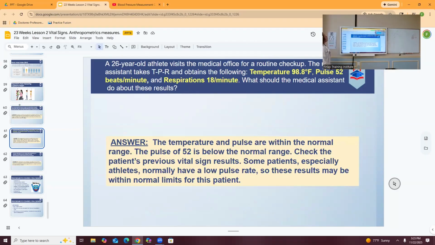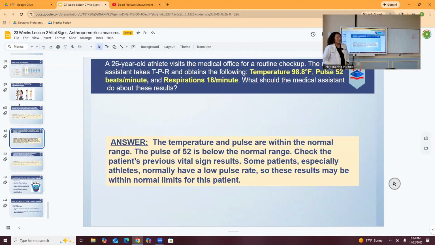A 26-year-old athlete visits the medical office for a routine checkup. The medical assistant takes vital signs: temperature, pulse, and respiration, and obtains the following. Temperature is 98.8, pulse is 52, and respiration is 18 per minute. What should the medical assistant be doing about this?